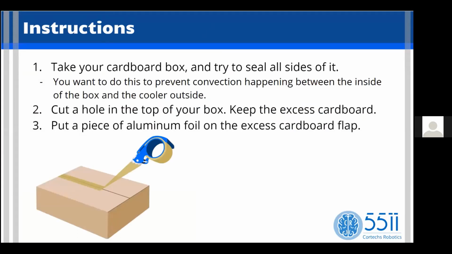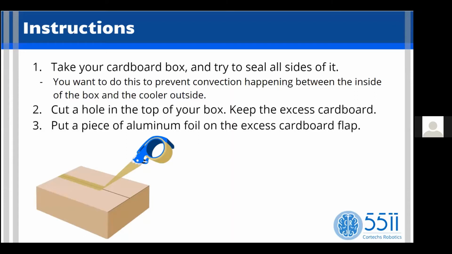Start off with building your solar oven. Pick your cardboard box and try to seal all of its sides and edges using tape. It's a good idea to do this as a measure to prevent convection, which, if you recall, is the transfer of heat in fluids, from happening between the inside and outside of the box.